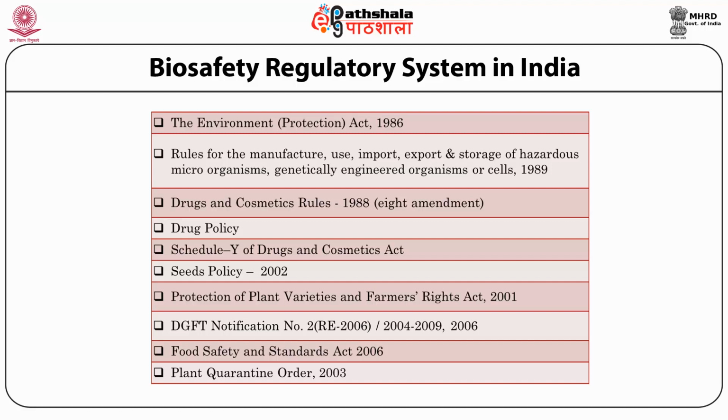This act was like an umbrella legislation under which many rules and regulations were then enacted. For example, the 1989 Rules, which are about the manufacture, use, export and import of various hazardous microbiologicals. Then came the Drugs and Cosmetics Act. A number of acts are there, like Schedule Y of the Drugs and Cosmetics Act, which applies to drugs and pharmaceuticals, the Seed Policy, the Protection of Plant Varieties and Farmers' Rights Act, and Food Safety Standards. So many acts and rules came which ensured that the biosafety of individuals as well as the environment is protected.